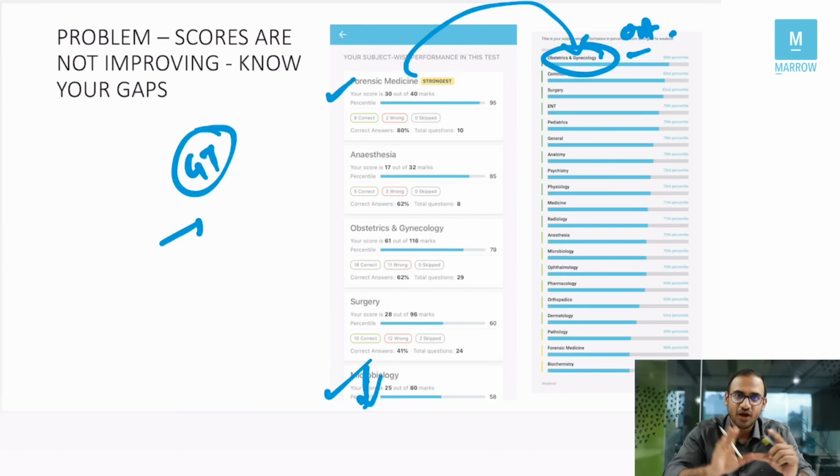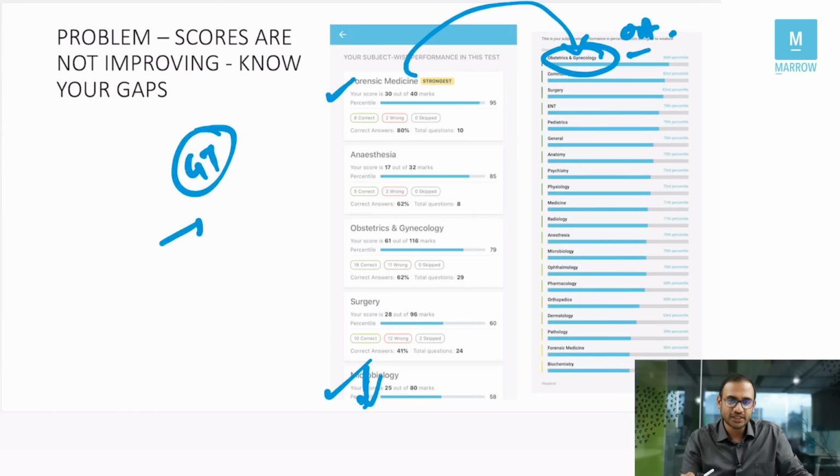Why was obs and gyne tough for you this time? Did they ask a lot of cancer questions? Was there a lot of obstetric questions? And maybe those obstetric questions were your weak areas. Are you following me? So this gives you an idea of what your weak areas are. Once you know your weak areas and you work on it and you fix it, you've sorted the problem and your score should improve. And this is what happens.